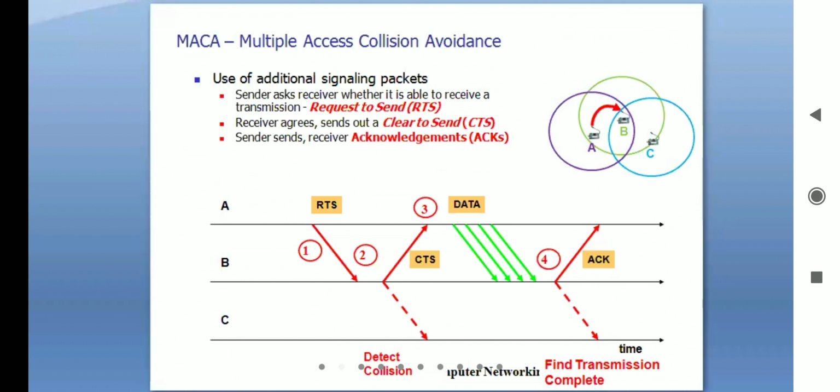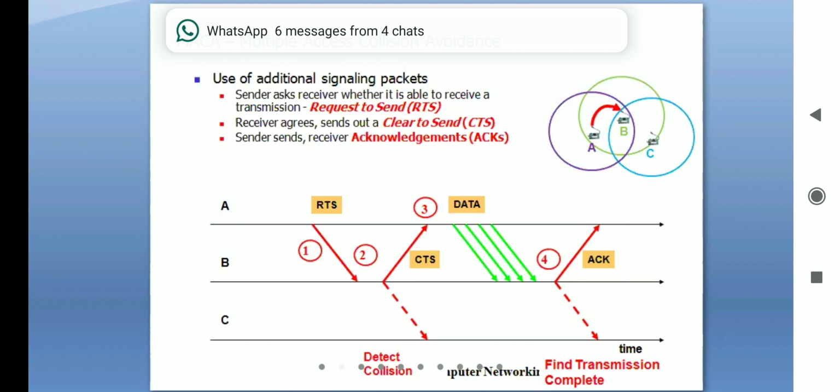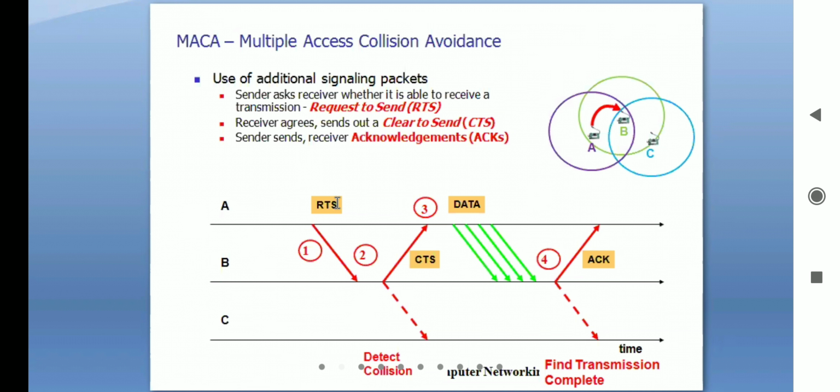In wireless medium, any node that wants to transmit data to another wireless device will first automatically issue an RTS message to the corresponding destination. You can see this RTS message moves to B, not to C. Here, first RTS.